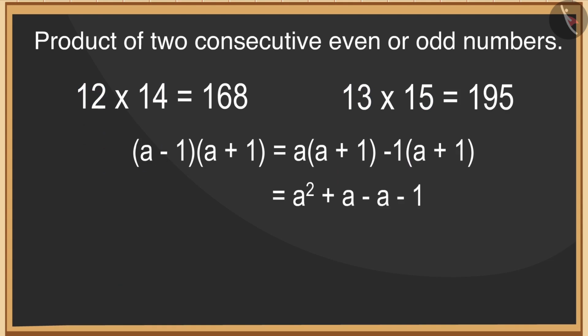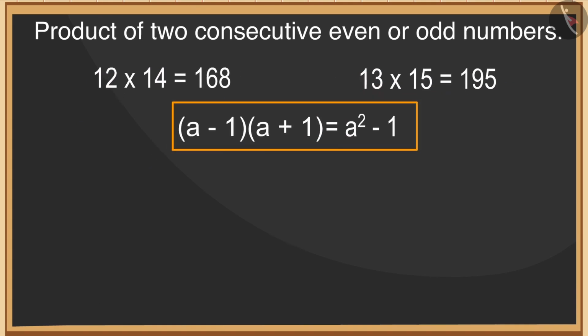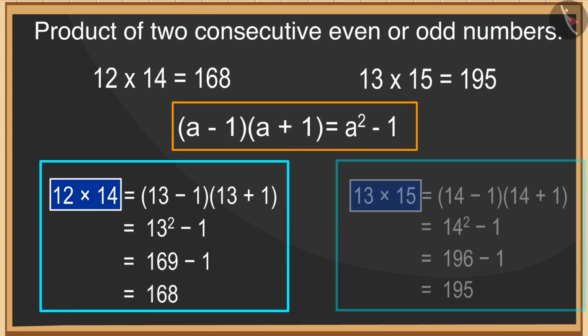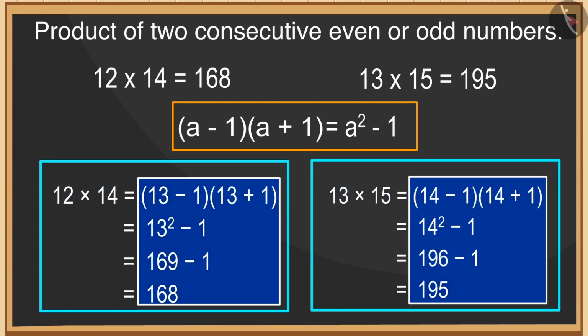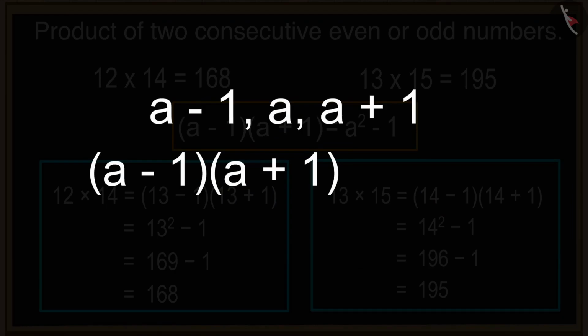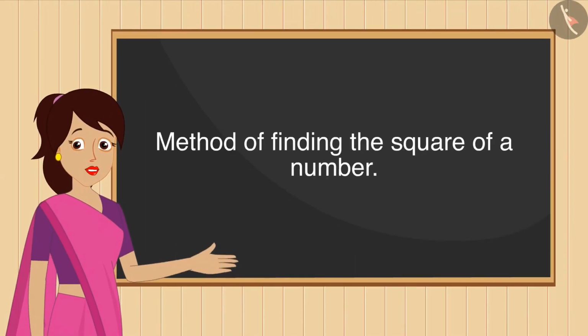We can write the product of two consecutive even or odd natural numbers in this way. Thus, we can express the product of 12 and 14 and 13 and 15 in this way. Therefore, we can find the product of two consecutive even or odd natural numbers by subtracting 1 from the square of the number that lies between them. We will now understand the method for finding the square of a number.